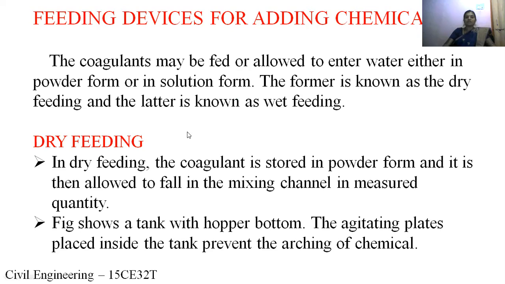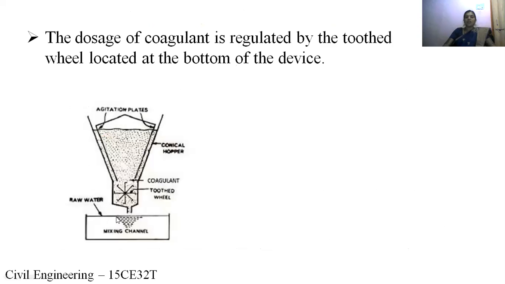Dry feeding. This is the dry feeding device. It comes with a conical hopper tank. Here a toothed wheel is provided for regulation of coagulant dosage. This is the raw water chamber. These are the agitation plates to prevent the arching of chemicals. Arching means cake formation in the feeding devices.